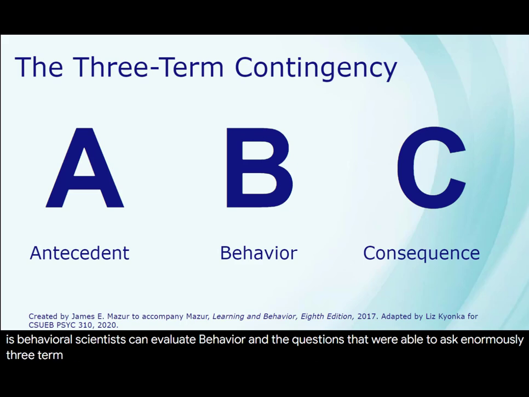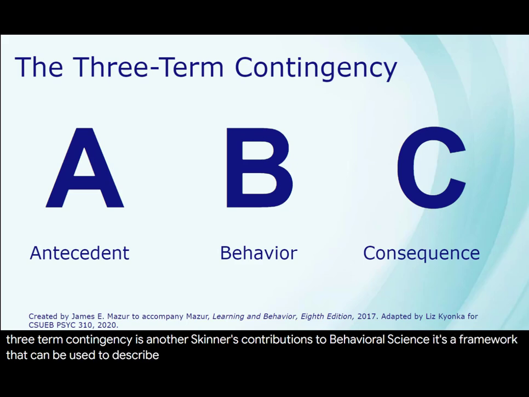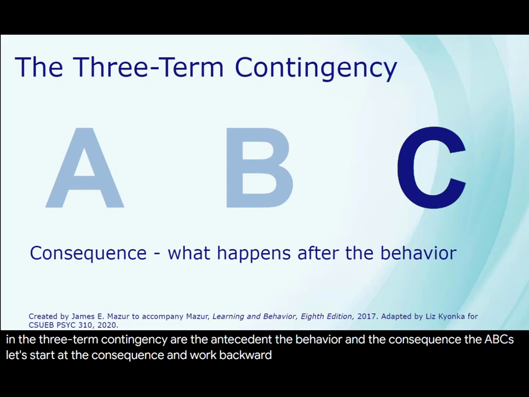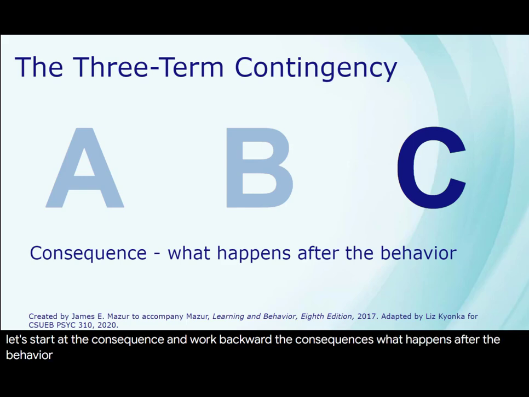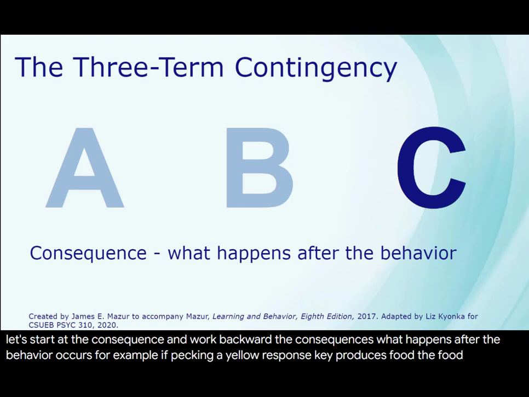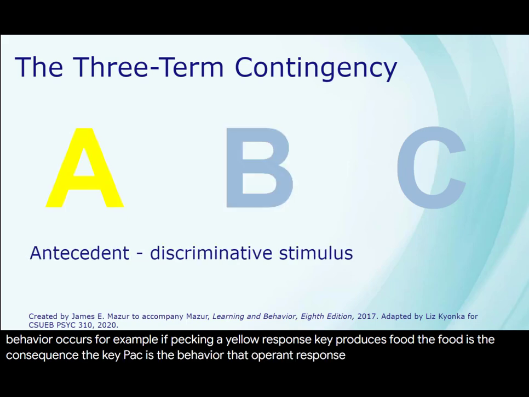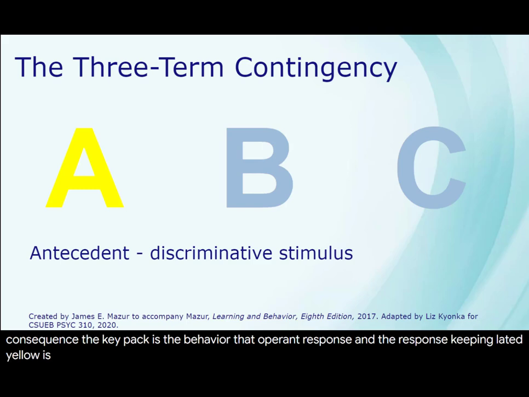The 3-term contingency is another of Skinner's contributions to behavioral science. It's a framework that can be used to describe the conditions that make operant learning possible. The 3 terms in the 3-term contingency are the antecedent, the behavior, and the consequence, the ABCs. Let's start at the consequence and work backward. The consequence is what happens after the behavior occurs. For example, if pecking a yellow response key produces food, the food is the consequence. The key peck is the behavior, the operant response. And the response key being lighted yellow is the antecedent, the discriminative stimulus that signals when the behavior will produce the consequence.